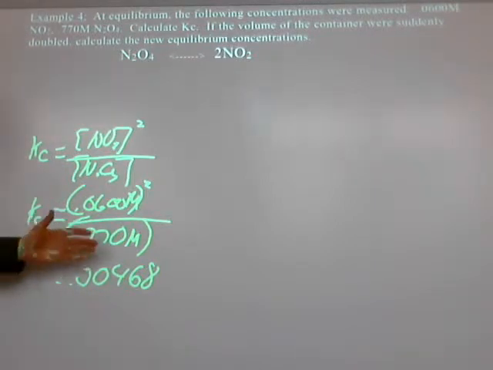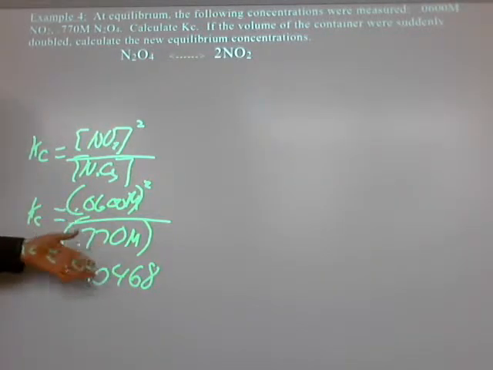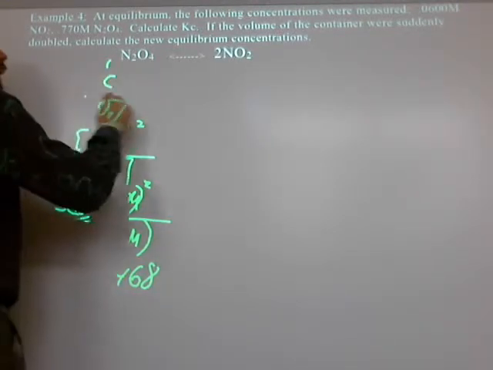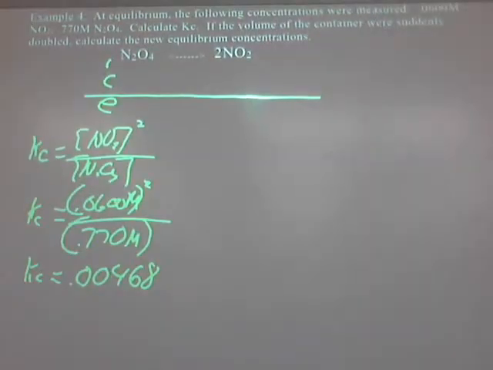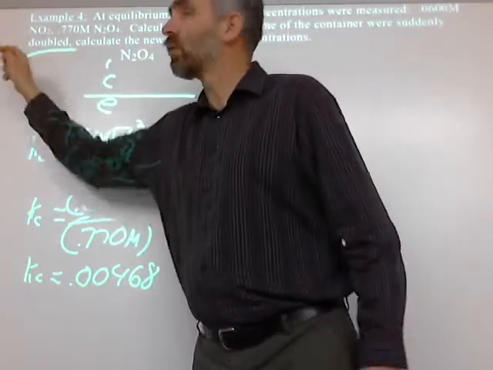Now, that's not worth very many points in this problem, percentage-wise. If this problem's worth 10 or 15 points, that might be worth 3 or 4 or 5 points because it's so easy. The hard part's coming. I'm going to have to do an ICE problem because I changed things. Now, let's talk about what I changed. I doubled the size of the container.